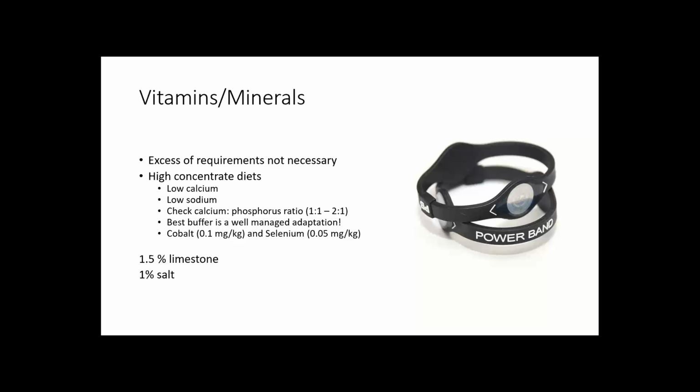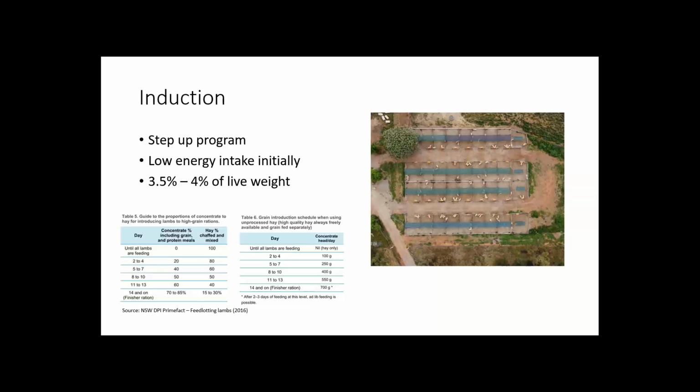If you're feedlotting lambs on a high grain diet, I would definitely recommend feed testing your ration, a 1.5% inclusion of limestone, a 1% inclusion of salt, and a really well managed adaptation period. For your induction or your adaptation, you need to use the Step Up program, and most people are pretty aware of this. The New South Wales DPI has a really good resource. It's just called Feedlotting Lambs.